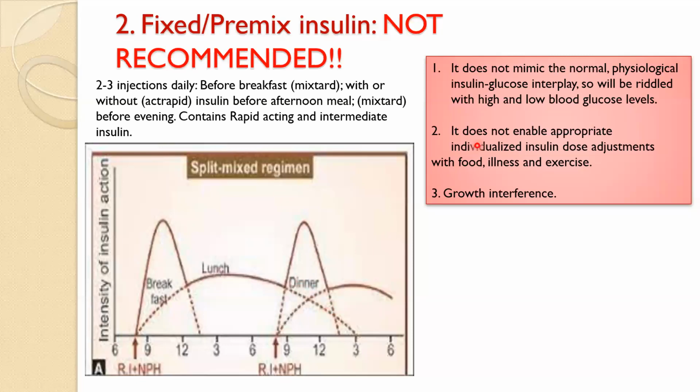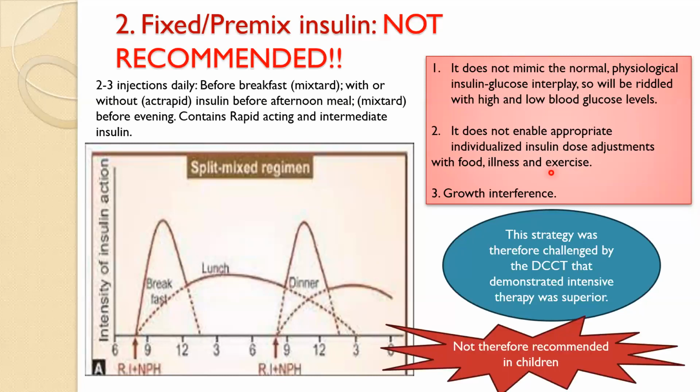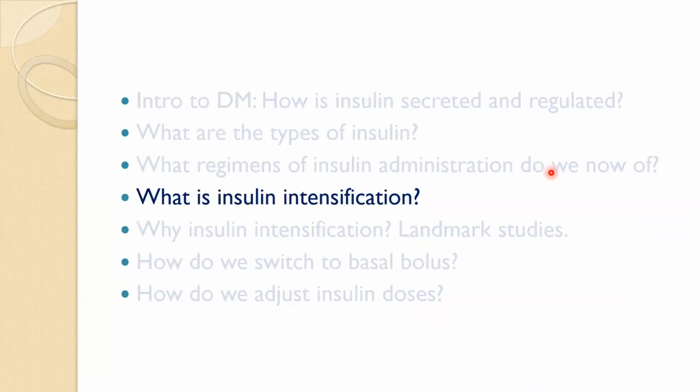So it becomes really difficult to adjust this with the amount of meals that the child requires. And so it's not recommended because it does not mimic the normal physiological insulin glucose interplay. So it will be riddled with high and low blood glucose levels. And it does not enable appropriate individualized insulin dose adjustments with food, illness, and exercise. And this is very important in children and adolescents because they are growing. And so growth interference happens a lot in this regimen. So this strategy was therefore challenged by the DCCT study that we're going to discuss shortly that demonstrated that intensive therapy was superior. And therefore, it's not recommended in children and adolescents.